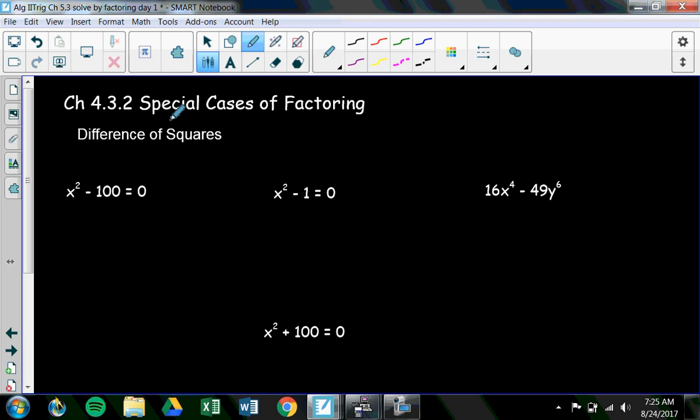Let's talk more about factoring. Now we'll do special cases of factoring. Special cases basically means shortcuts, so faster ways to factor. For example, difference of squares we talked about in our last video.